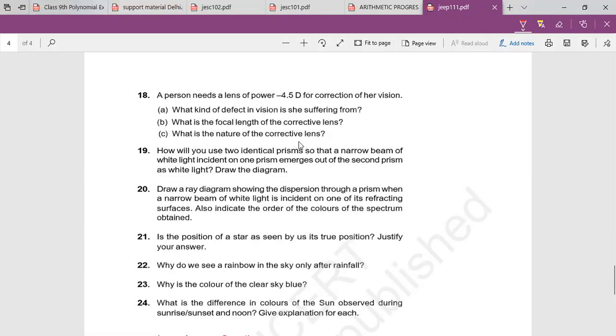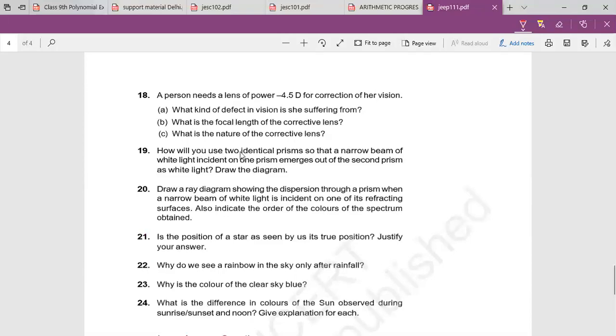The focal length is 0.2 meters. What is the nature of the corrective lens? Nature means is it converging or diverging? It is a diverging lens.